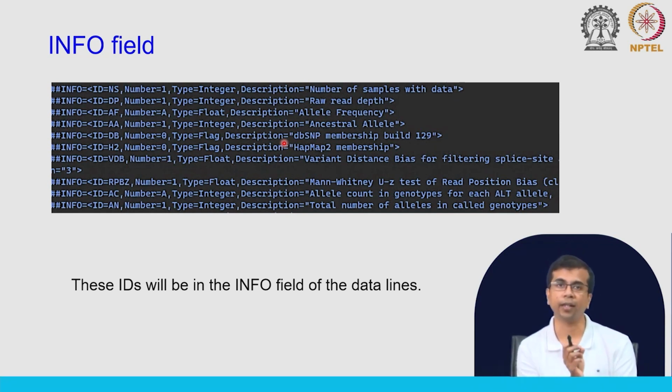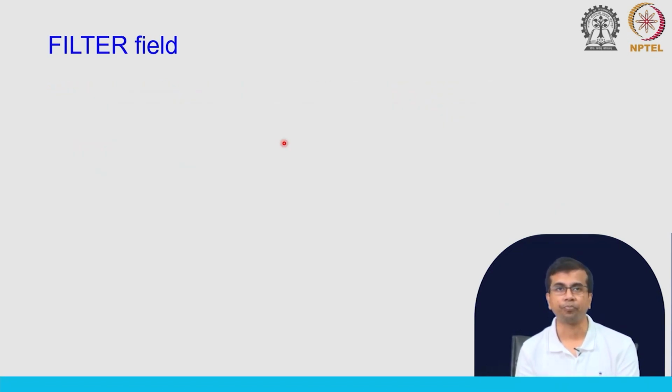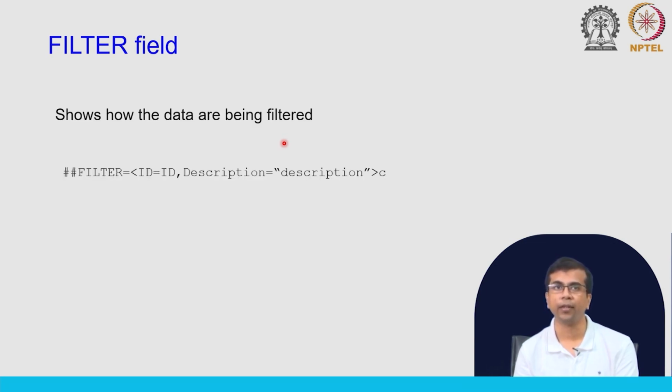So, we have seen the data lines. You can now connect this information to the data lines, and see what these values actually mean for each variant. Then you have the FILTER field, as we have mentioned. It shows how the data is being filtered, and this is how it would look: FILTER equals ID and some description.